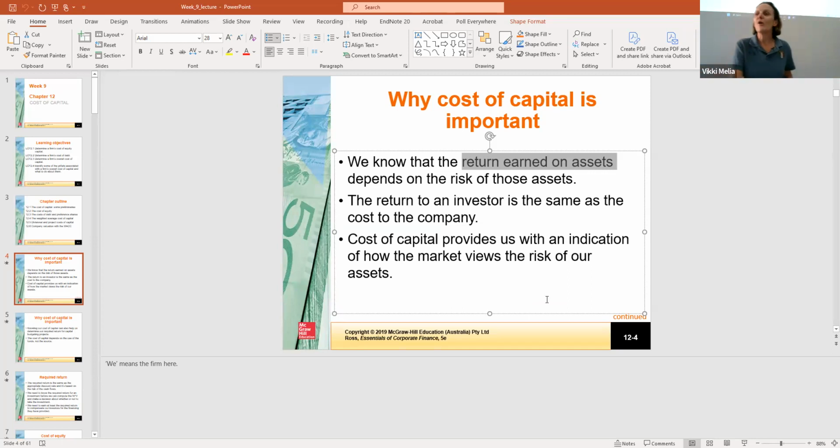So in chapter 12, we're actually going to look at it from the other perspective, not from the investor's perspective. We're going to look from the company's point of view. And we're going to look at how the company measures the cost of giving returns to shareholders and the cost of servicing their debt from the company's perspective. Now, why is that important in finance? If we use something really simple, let's go back to that Word document.